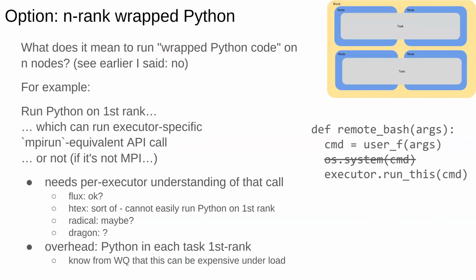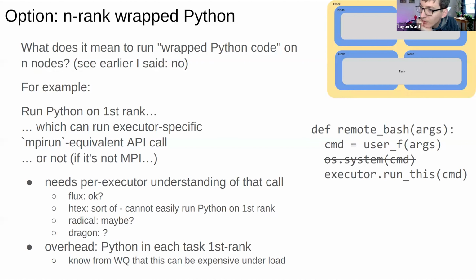What that needs, though, at least is a per executor understanding of that call to be able to say, all right, I'm running this Python code now, you want to run on all the other ranks. I think Flux would support that the best. htex, sort of, it's not really set up for running Python on the first rank of an allocation at the moment. Could you dive into that more?